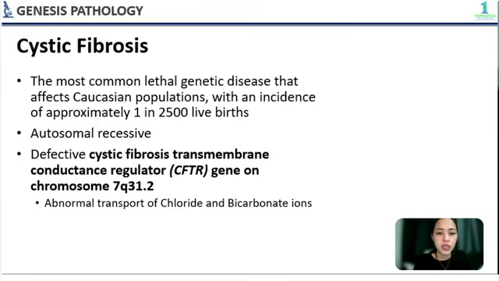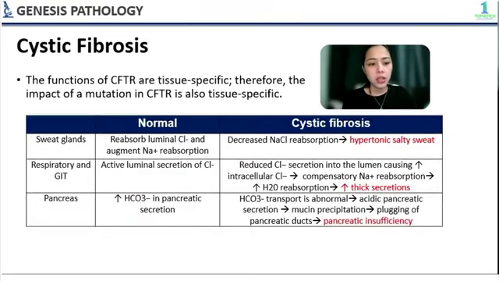Next is cystic fibrosis. This is the most common lethal genetic disease that affects Caucasians. It is transmitted in an autosomal recessive fashion, and the main defect is in the CFTR gene, leading to abnormal transport of chloride and bicarbonate. So the function of your CFTR is tissue-specific. Therefore, the effect will also be tissue-specific. Okay, so here is a table comparison.